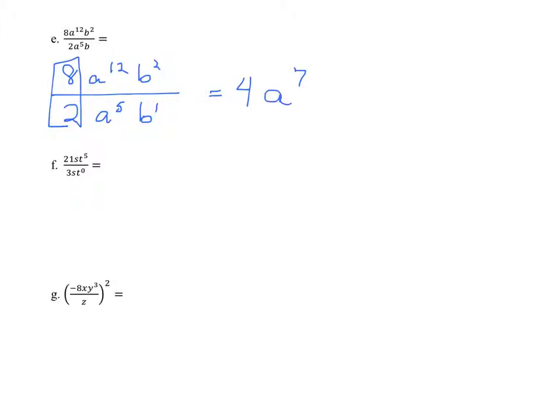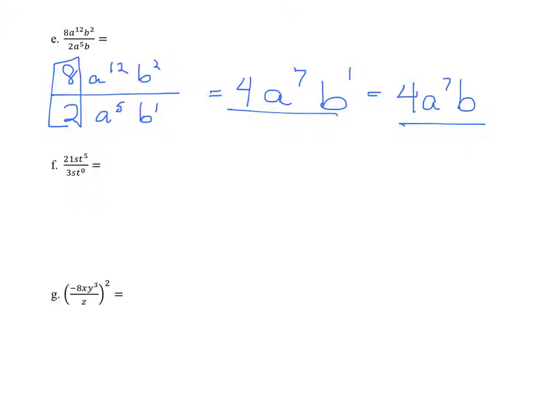A little bit more intense here. This guy, look at him. I just divide 8 divided by 2 normally. 12 take away 5 is going to be a to the 7th. 2 take away 1 will give me b to the 1st. So you can write it as 4a to the 7th b. Either way you put it in, it'll take it.